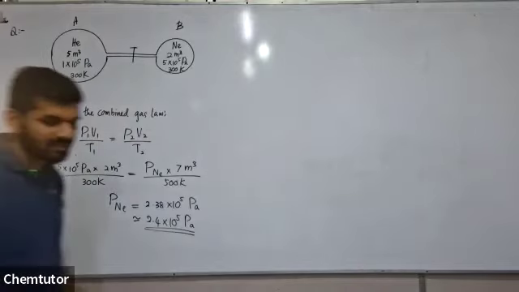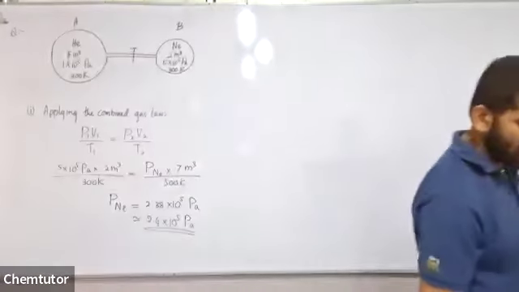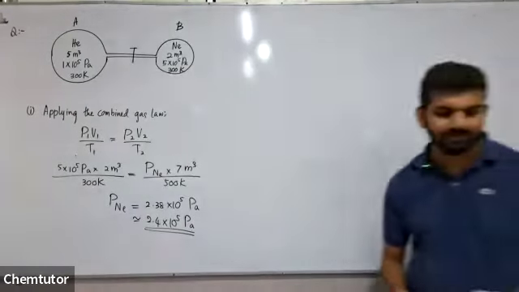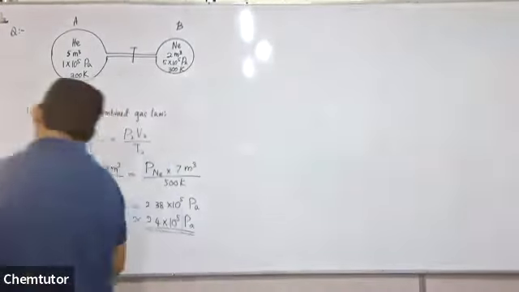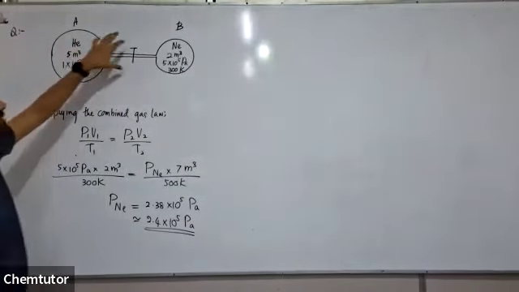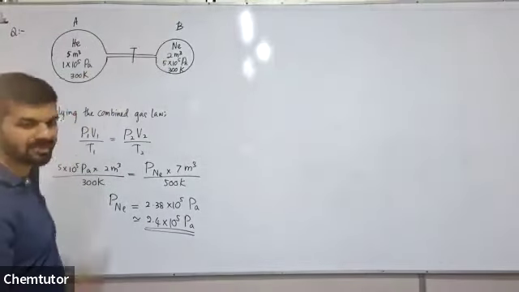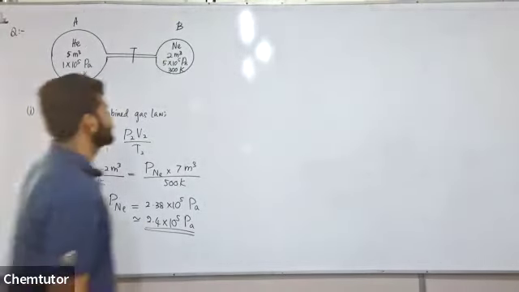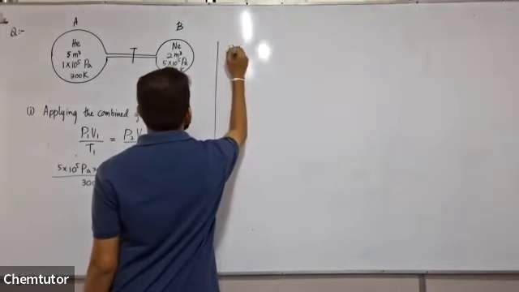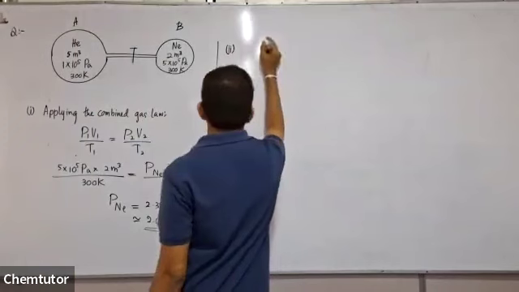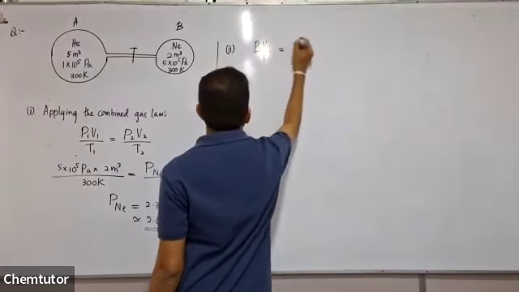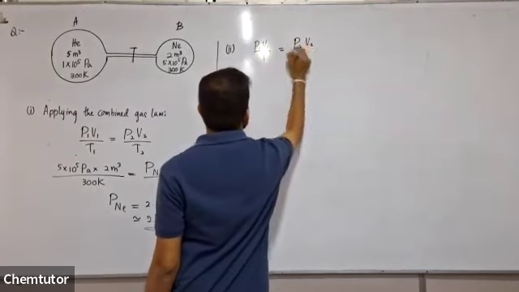Then the second one is calculate the partial pressure of helium inside the vessel. Right. So whether it is inside B or A, it's always the same pressure, no? Because once we open the tap, this whole system has become one system. Second one, we can again apply the combined gas law. That is P1 V1 over T1 equals P2 V2 over T2.